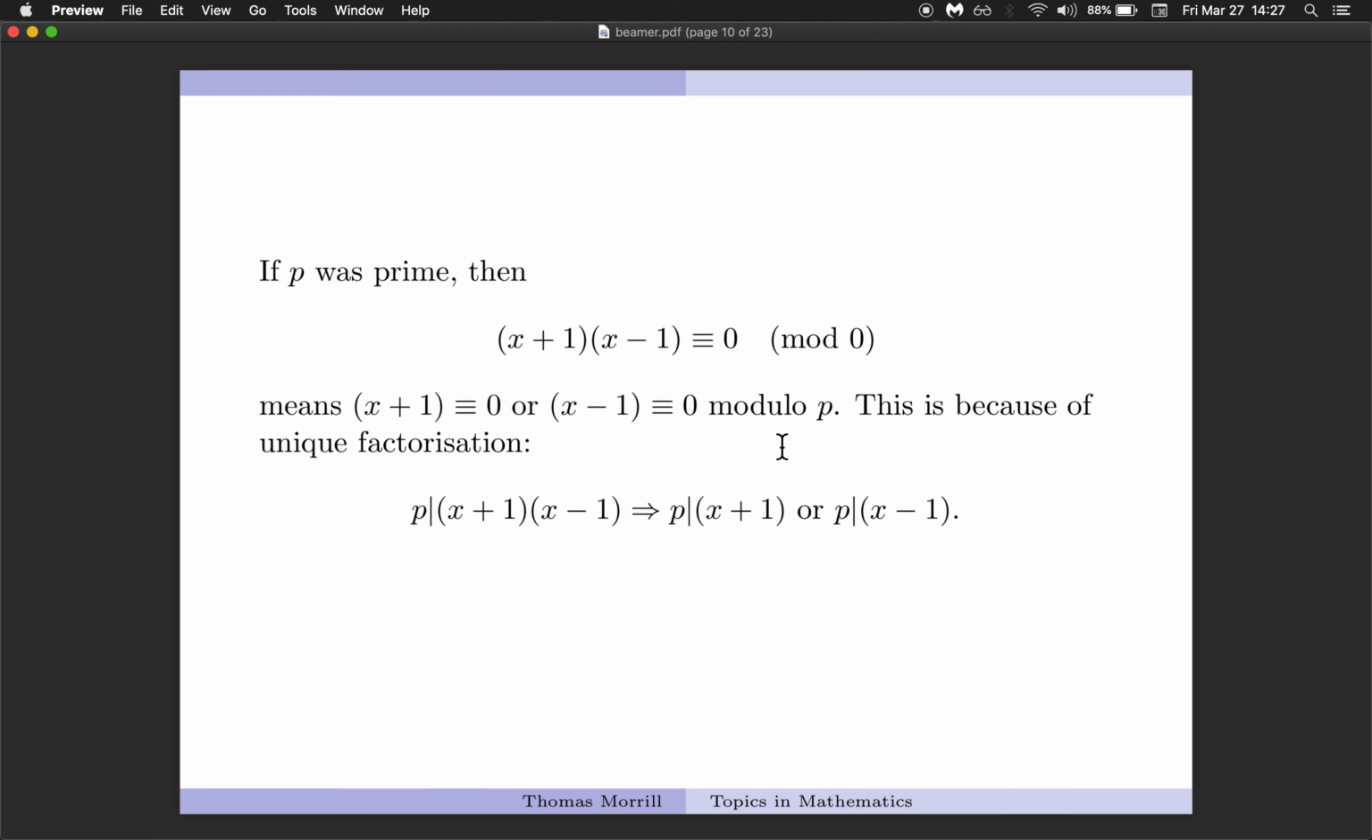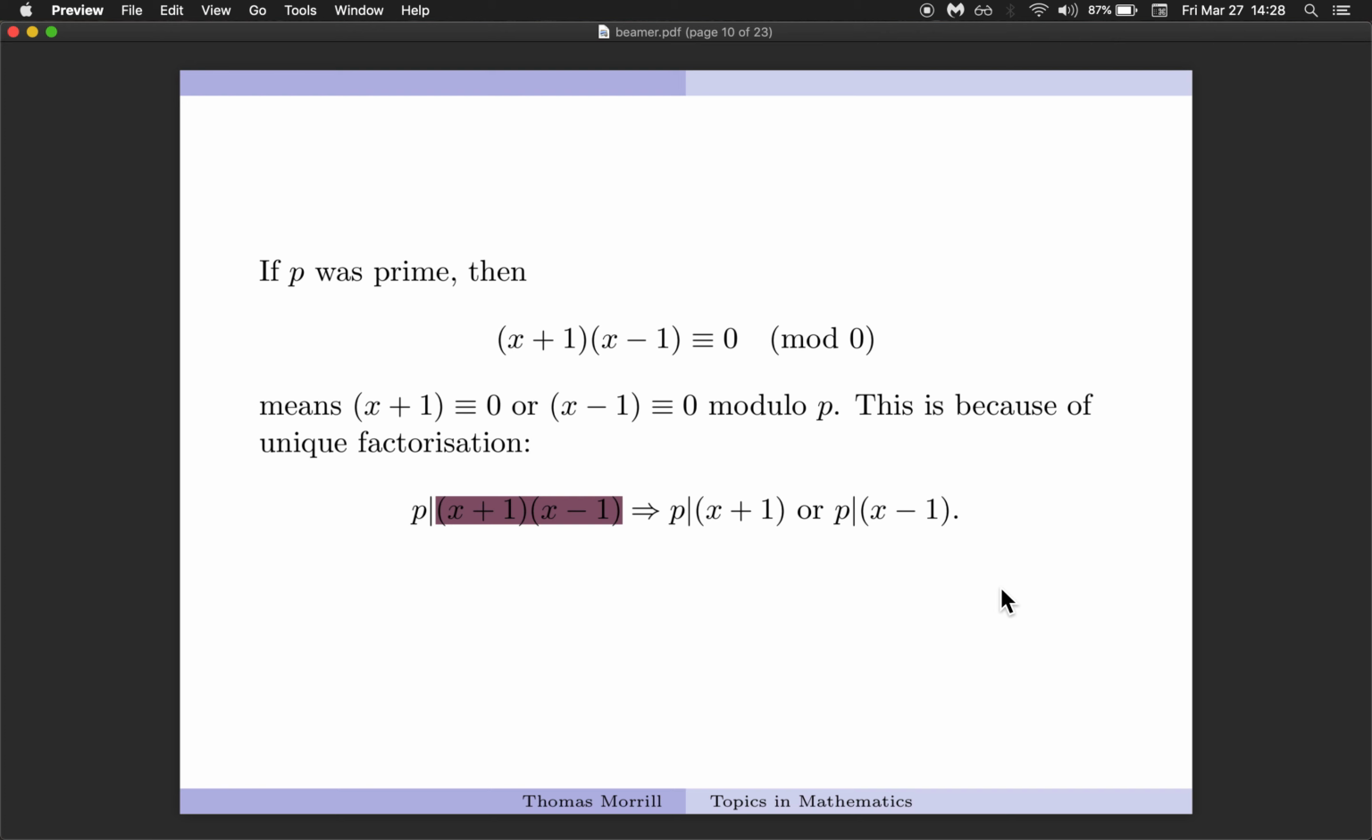So p has to either divide this number, right? This is just some integer. It has a unique factorization. If there aren't any p's in the factorization of x plus 1, there had better be some p's in the factorization of x minus 1, because there are certainly primes p occurring in the factorization of this integer, and that's just listing out all the primes here times all the primes there. Does that make sense? This is something that's special about prime numbers.